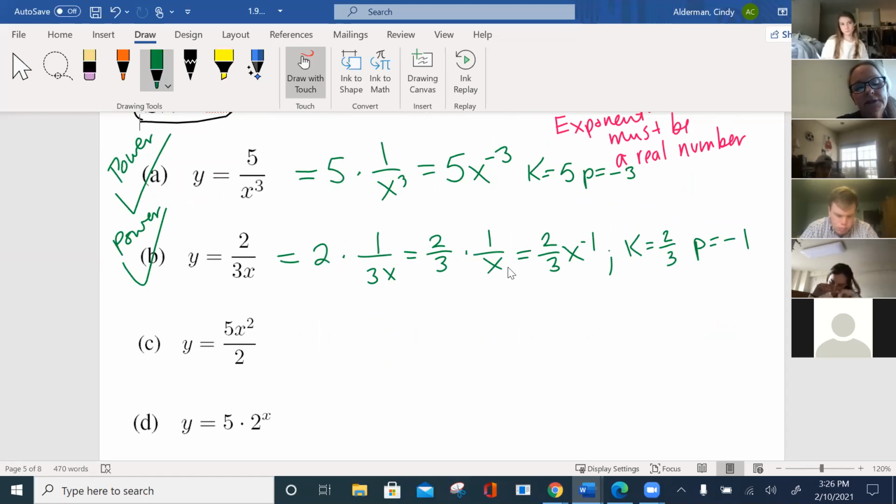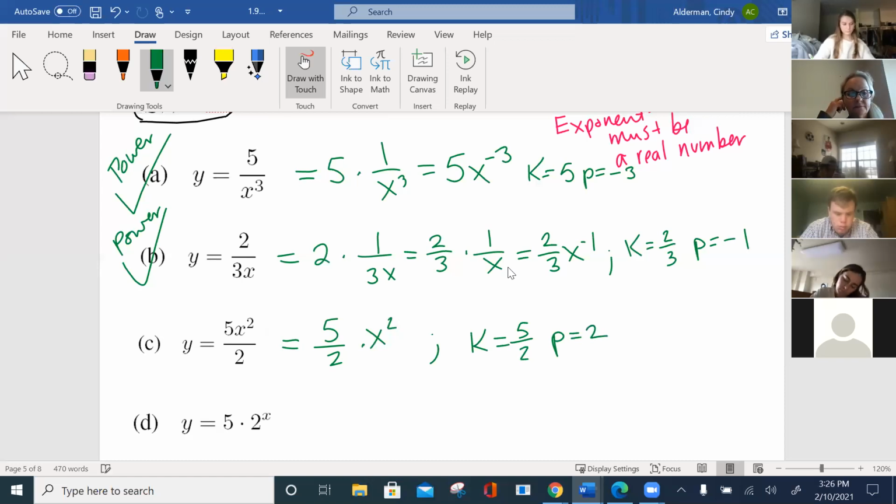All right, this one, you can just rewrite this as 5/2 times x squared. So that's already in power function form right there. So the k value is 5/2, and the p value is 2. So that's a power function.